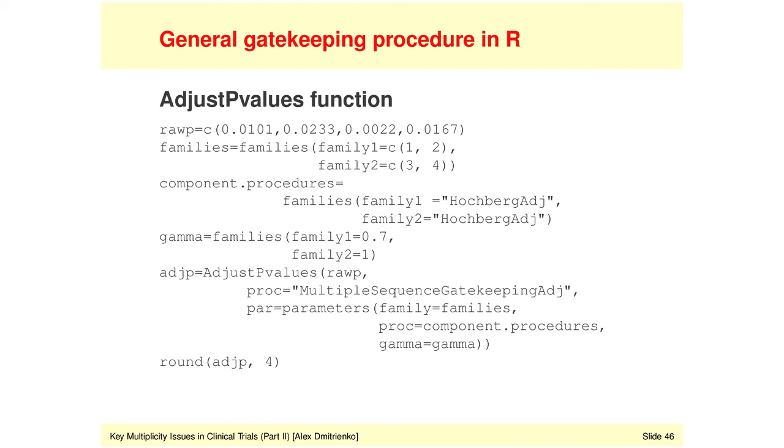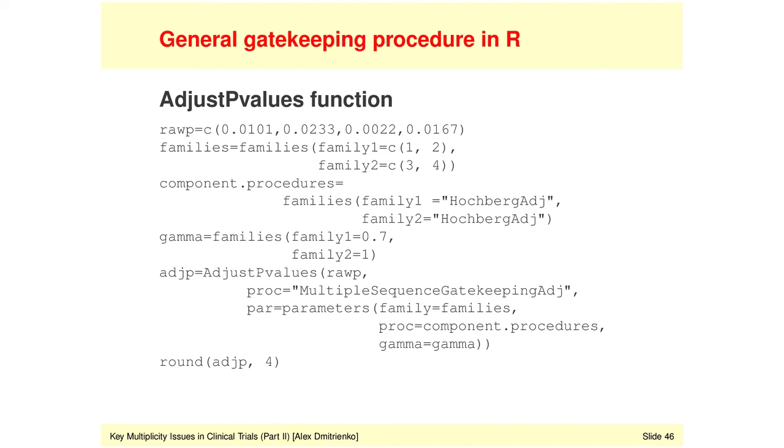Next, we're going to define the component procedures that will be applied within those 2 families. They come from the same family of multiple testing procedures. They're both Hogberg procedures. The only difference between them, of course, is that the first one will be truncated and the second one will not be truncated. This will be the regular Hogberg procedure. And to be able to communicate this information to the adjust p-values function, we're going to specify now the gamma parameter. This is a list of truncation parameters for each individual family. We can see here that for family 1, the gamma parameter is set to 0.7, and for family 2, it is set to 1.